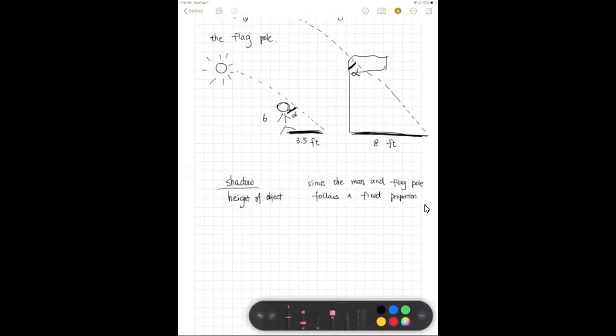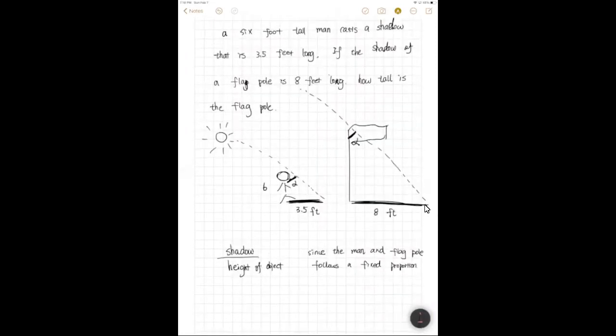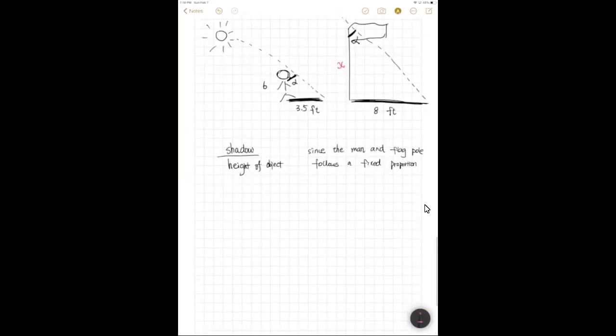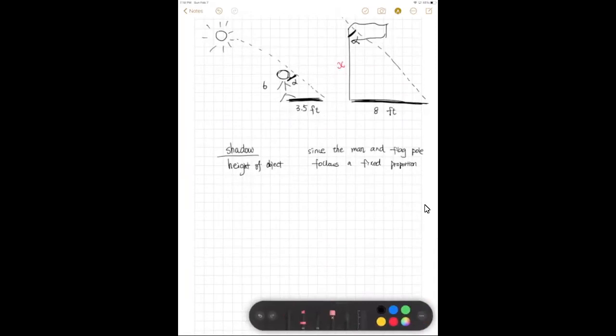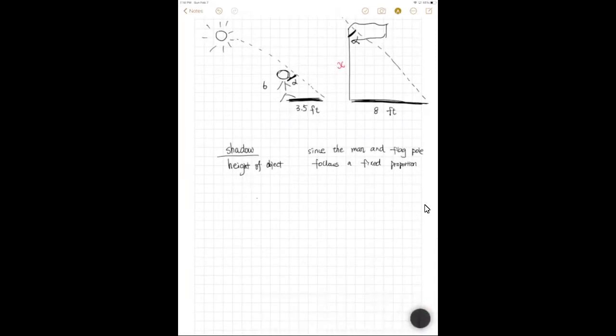Okay, so now take a look. Since we're trying to find the length of the flagpole, that means this is x. We don't know it, so we define that as x. So we have the shadow of the human, which is 3.5, over the height of the human, 6, equals the shadow of the flagpole, 8, over the height of the flagpole, which is x.